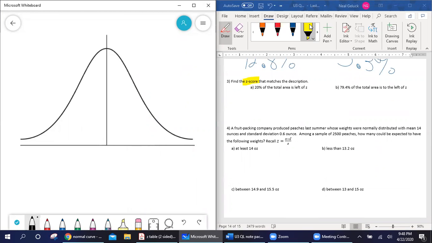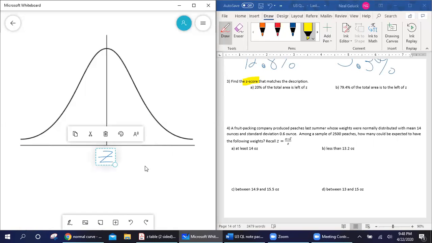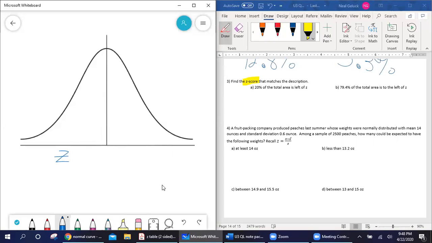Well, let's think about this. I'm trying to figure out, first, where does this z-score lie? Is it over here to the left? Is it over here to the right? Well, I know if it was right in the middle, that would mean that 50% of the area is left of it, because half of it's over here. But if it's saying only 20% is left of it, it must be a score over here. So there must be some score where to the left of it is 20% of the area.